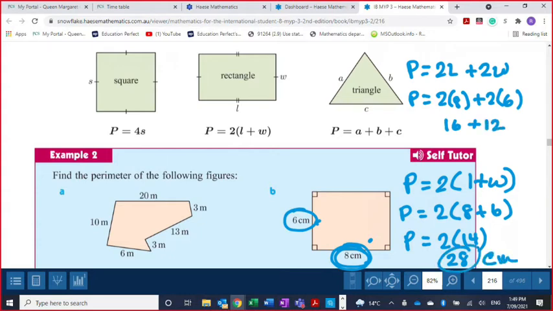And don't forget to put your units on. Remember, with perimeter, because we're adding them together and not multiplying them, we just end up with the same units that we started with. Okay?